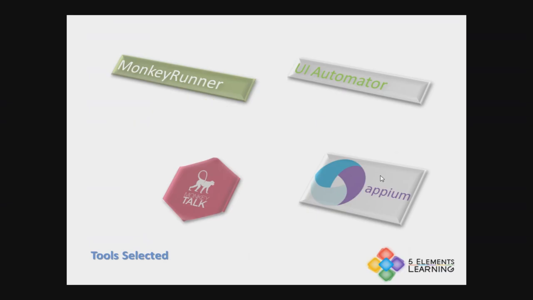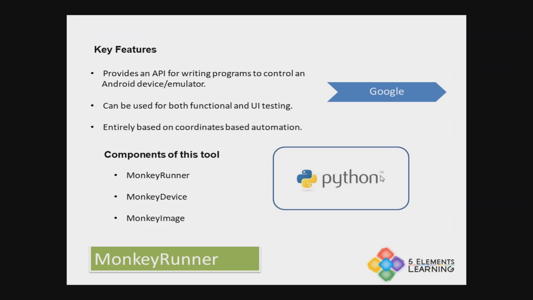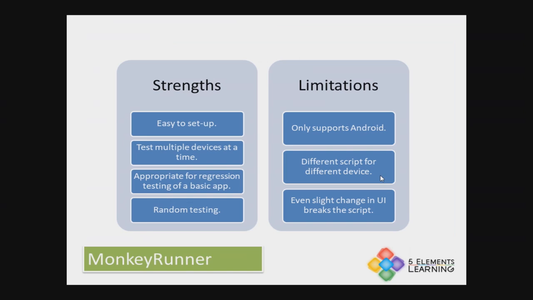So based on these properties, which tools are selected? UI Automator, Appium, Monkey Talk and Monkey Runner are the only few tools available out there in the market which support the filter set we are searching for. Let us see how these tools work. Monkey Runner is based on Python. It can be used for both functional and UI testing, but it is based upon coordinate-based automation, and it provides an API to control an Android device or an emulator.